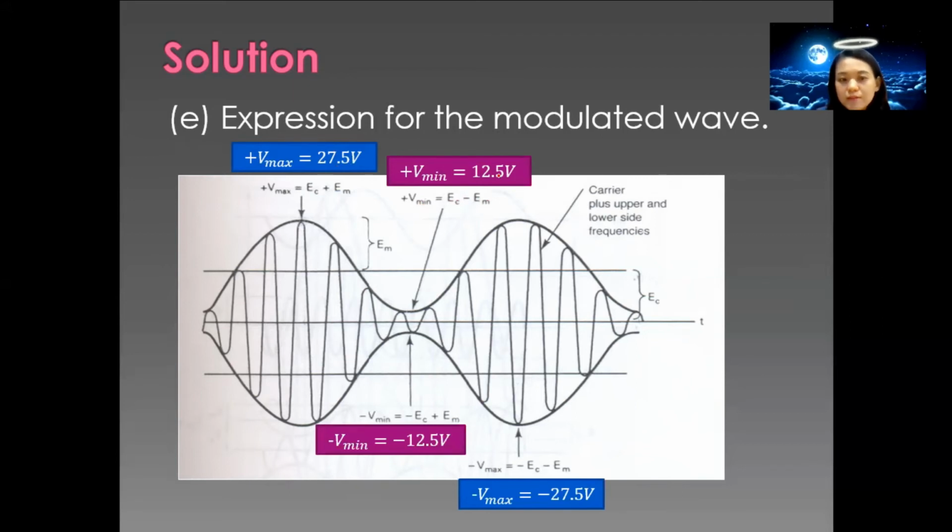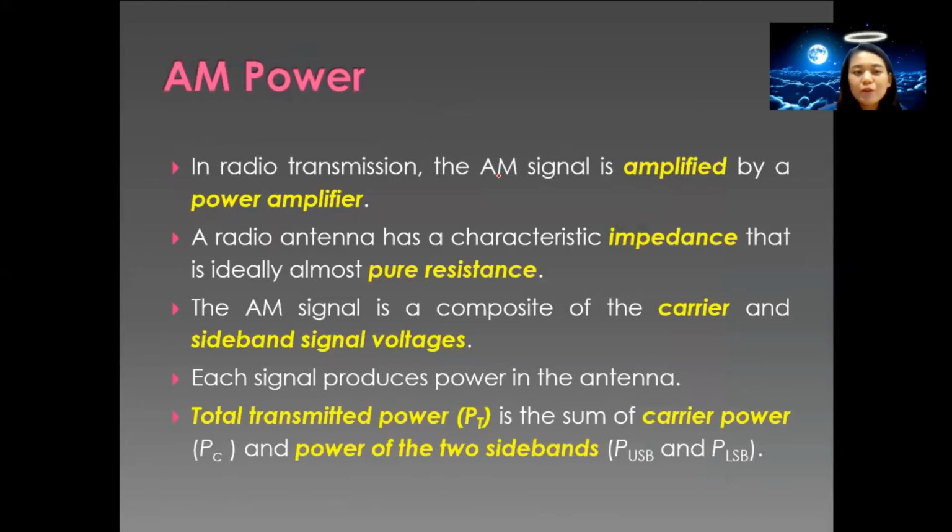Then we have calculated our EC and our EM. EM is 7.5 volts and EC is 20 volts. Just label them in the modulated wave. That's all, so easy. Thanks. Now we go to our AM power.